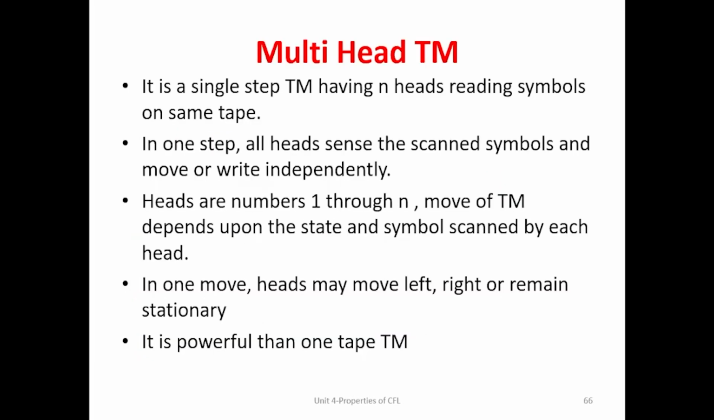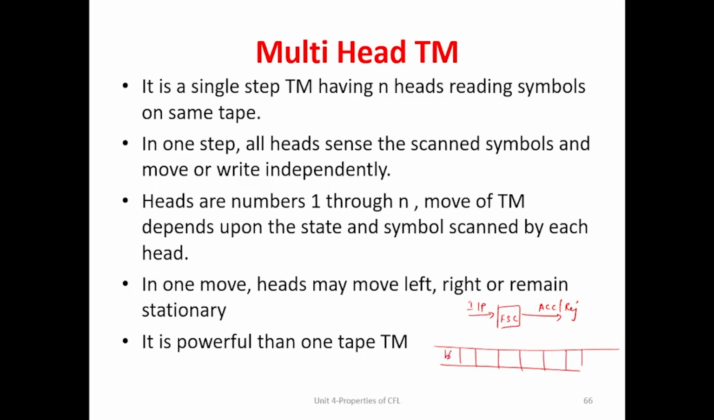Another type of Turing machine is the multi-head Turing machine. A multi-head Turing machine is a single tape Turing machine which has n number of heads in it. For example, this is the generalized diagram. It is a finite state control. We give the input to this finite state control, and the output will either accept the string or reject the string. And there is only a single tape.